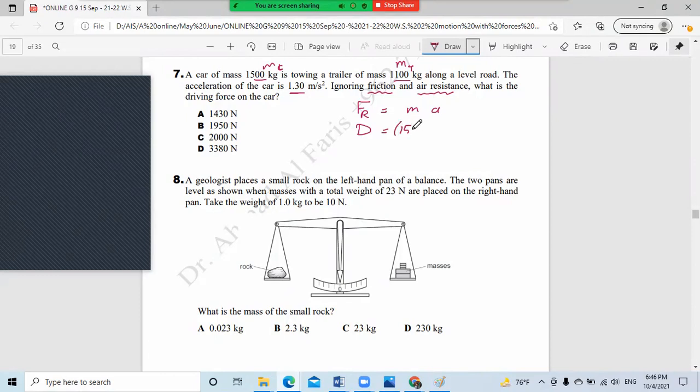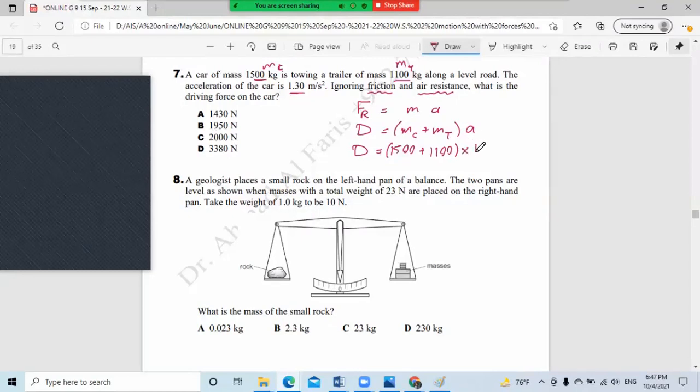So the mass of the car, 1,500. Let me repeat this: the mass of both of them, because they are towing each other. The mass of the car plus the mass of the trailer, multiplied by the acceleration for both of them. So the driving force on the car equals 1,500 plus 1,100 in brackets, multiplied by 1.3, and the answer is exactly 3,380 Newton. So the answer is D. Good.